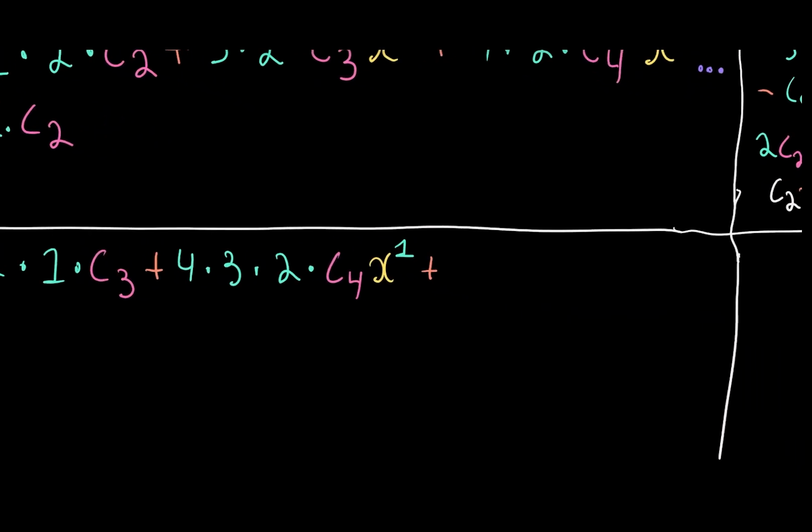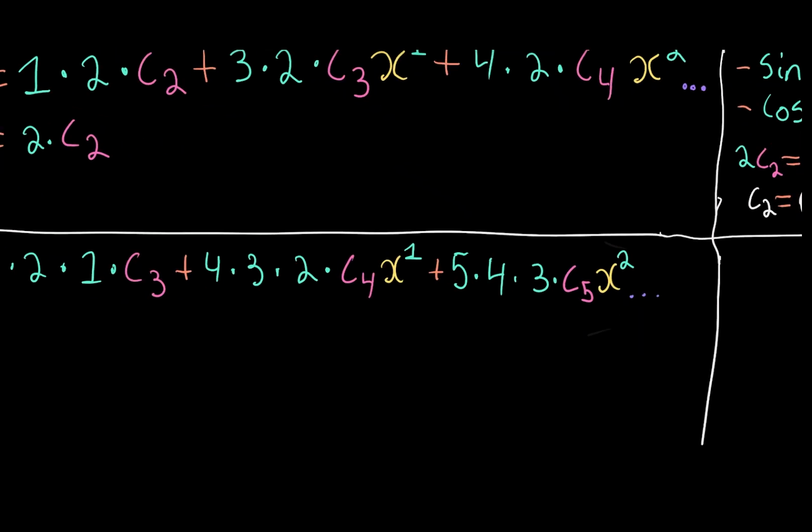All right, so let's just write this one more time. So that becomes 5 times 4 times 3 times C5, and that's going to be x squared. And then dot, dot, dot.